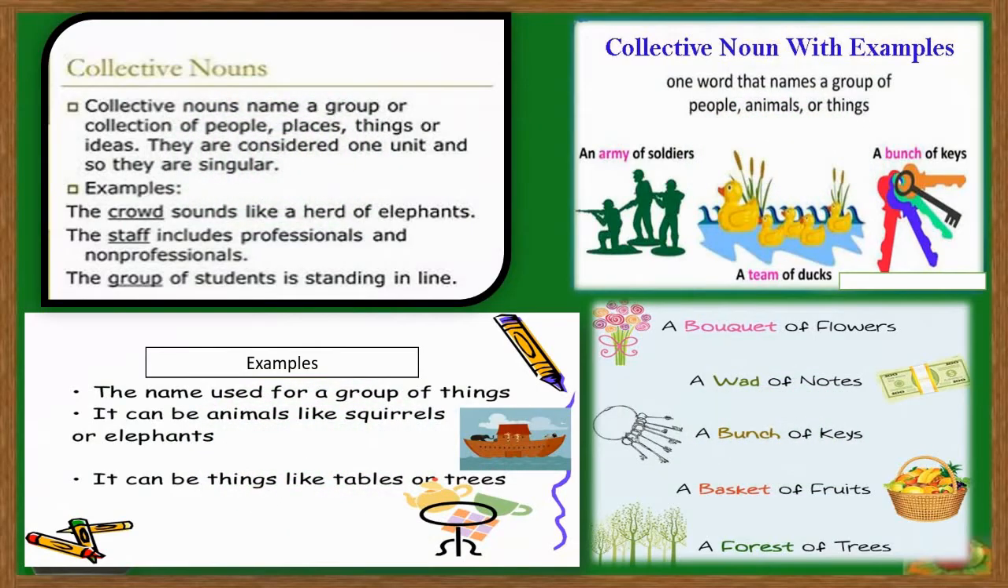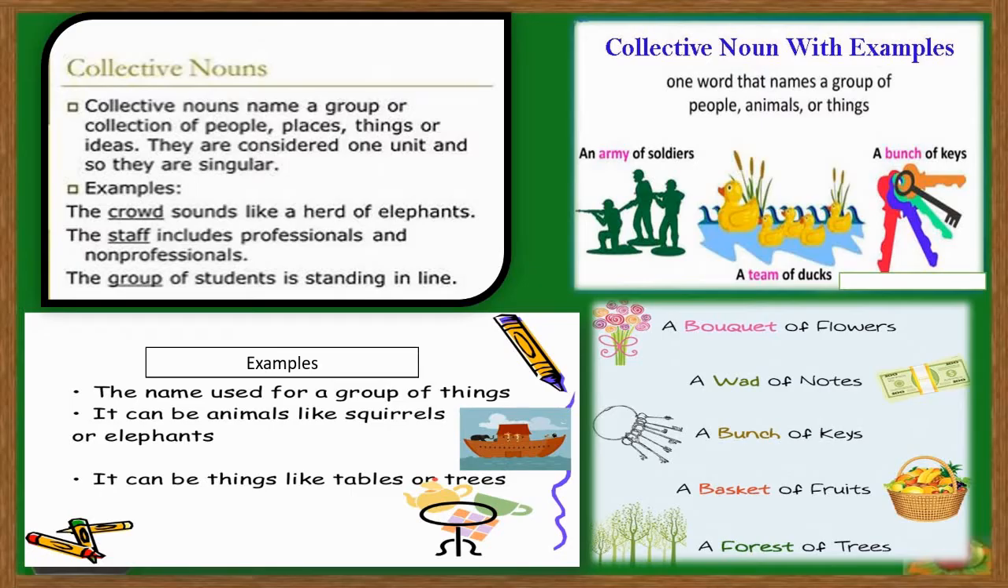Collective noun. Collective nouns name a group or collection of people, places, things or ideas. They are considered one unit and so they are singular. Example related to collective noun. The crowd sounds like a herd of elephants. So here the crowd is your collective noun.